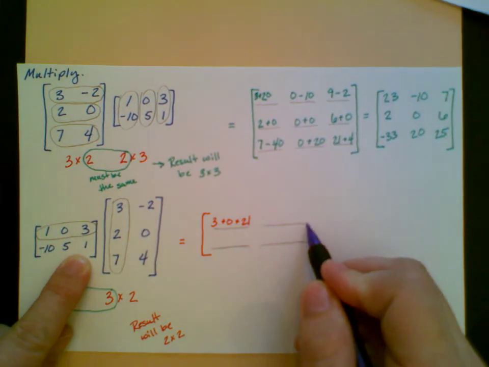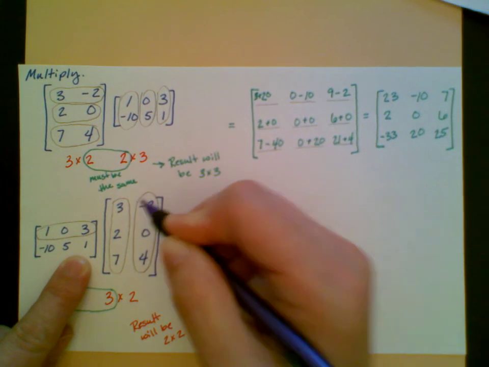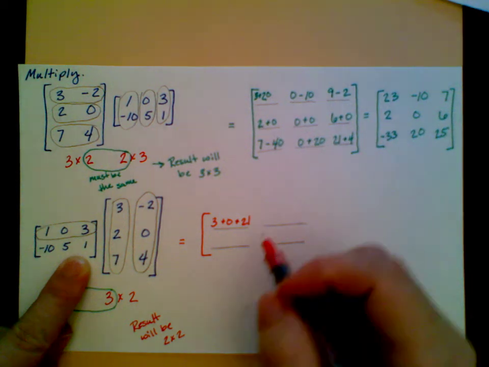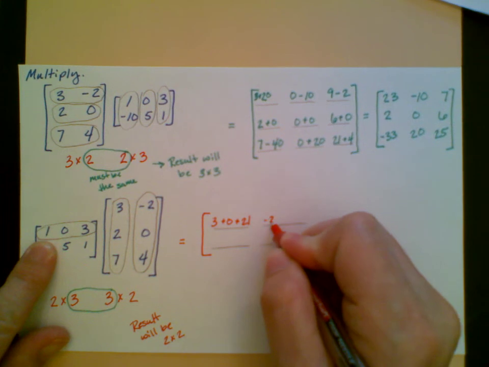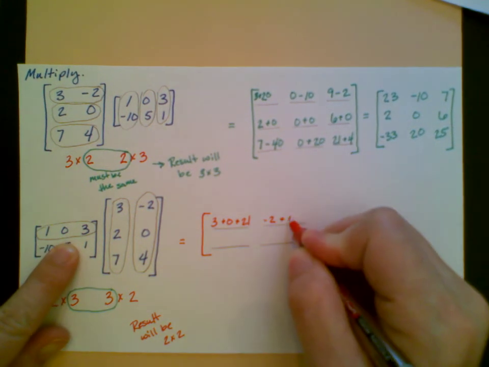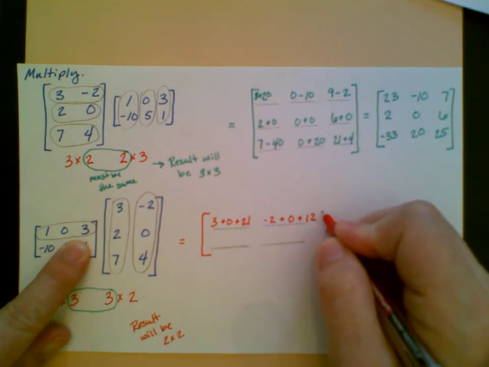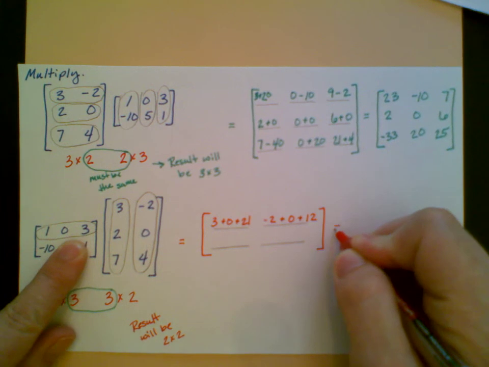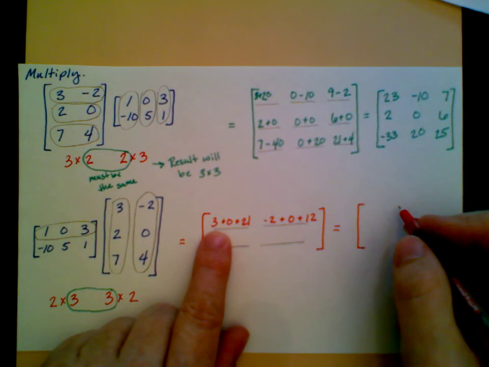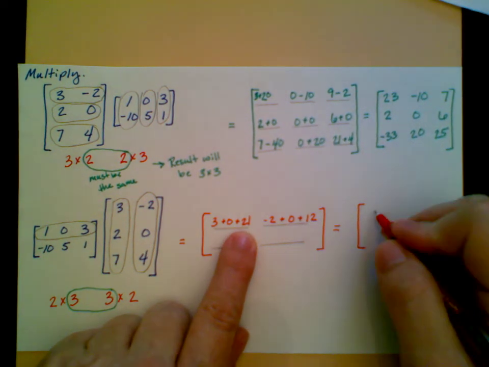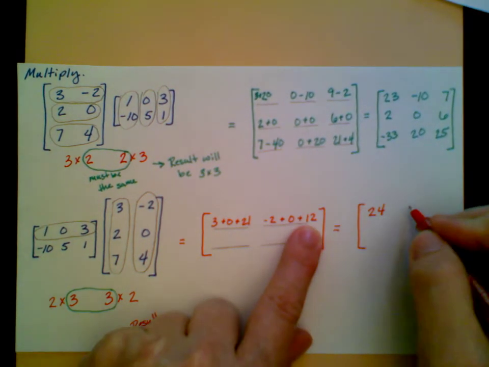My answer for this spot will be row 1 from the first matrix times column 2 from the second matrix. And this is 1 times negative 2 is negative 2. 0 times 0 is 0. And 3 times 4 is 12. All right, let's go ahead and simplify that first row. So 3 plus 0 plus 21 will be 24. Negative 2 plus 0 plus 12 will be 10.